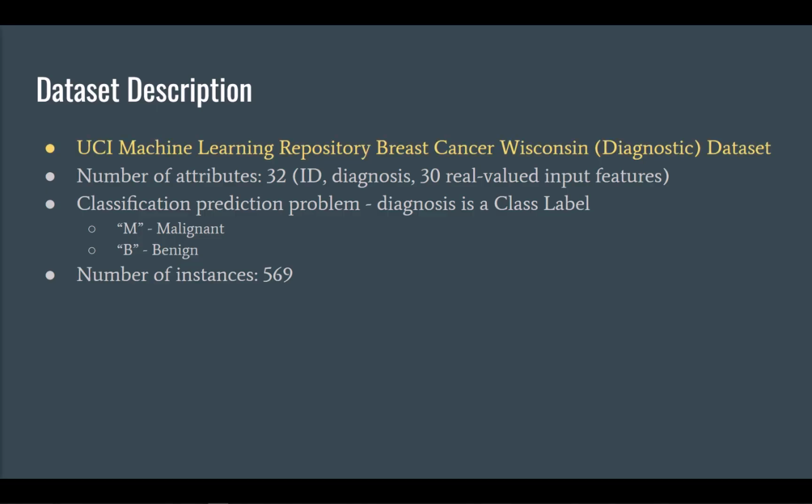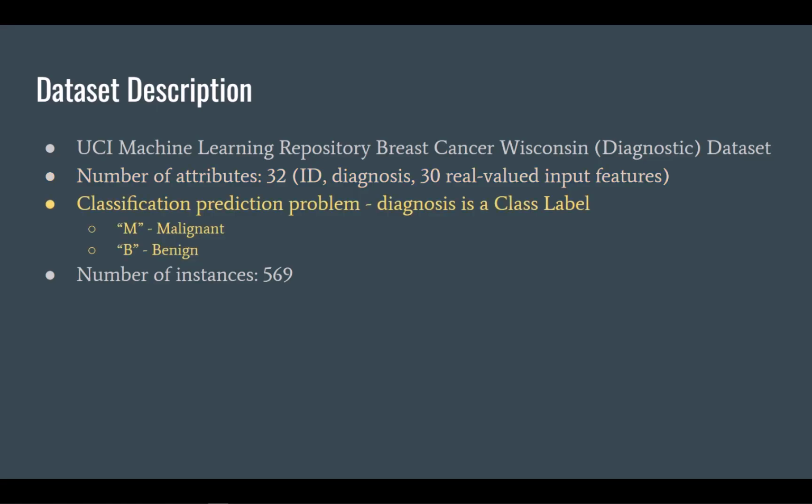Again, this is the University of California, Irvine's Machine Learning Repository, Breast Cancer Wisconsin Diagnostic Dataset. Each record in the dataset contains 32 attributes. The first is the ID of the record. The second is the diagnosis. And the remaining 30 are real-valued input feature values.